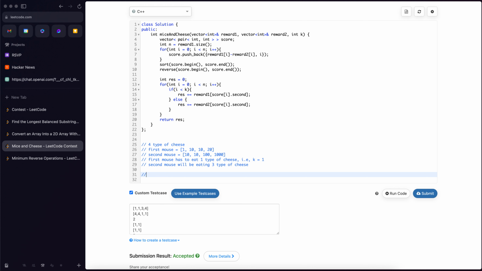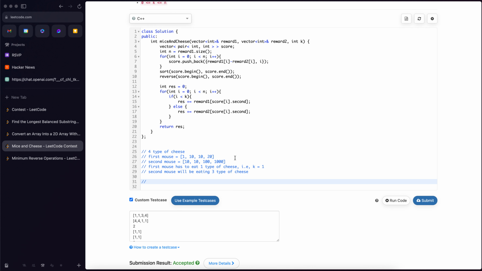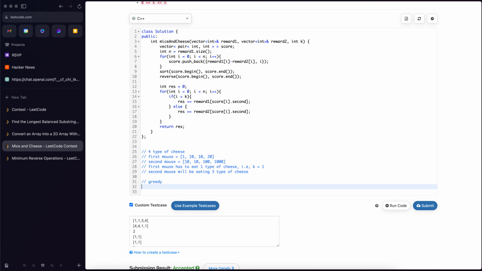And so initially it felt like DP to me, but then with a little bit of thinking, it felt like it's greedy. How is it greedy? You assign a score. Think like this: what will happen to my score if the ith cheese is eaten by the first mouse instead of the second mouse.